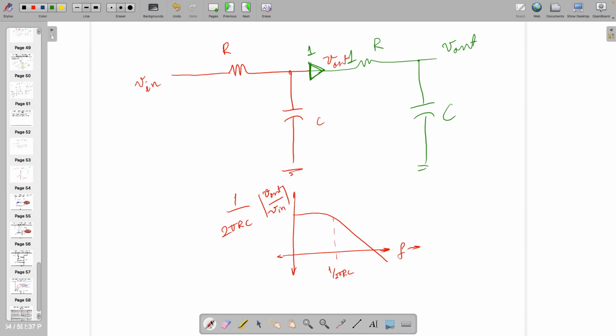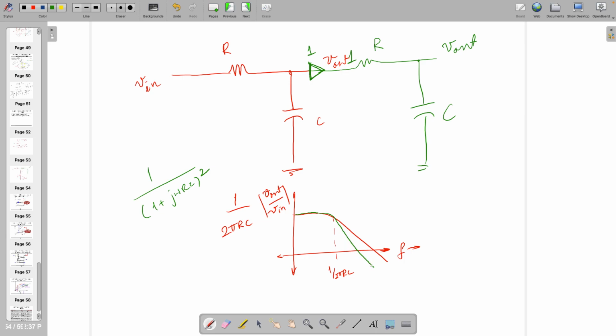Transfer function. Okay, tell me what is the transfer function? 1 plus jωRC. jωRC, okay. Then you can draw this one. Already Santosh has given the correct answer. You agree with this one?